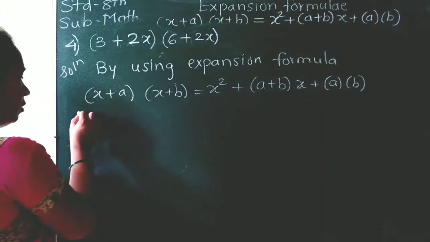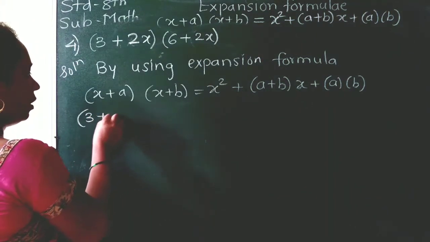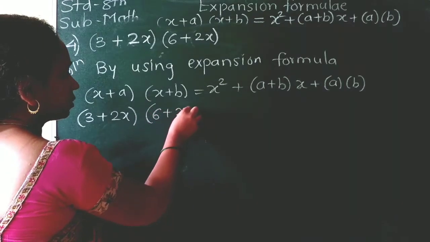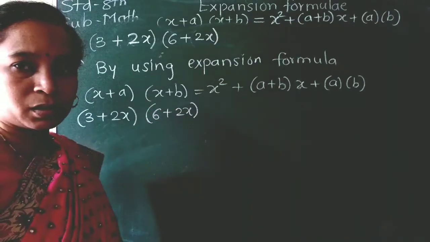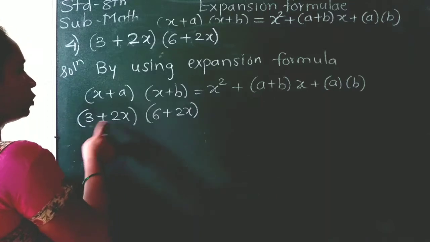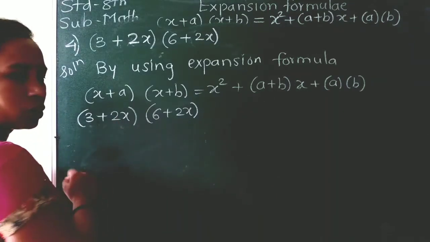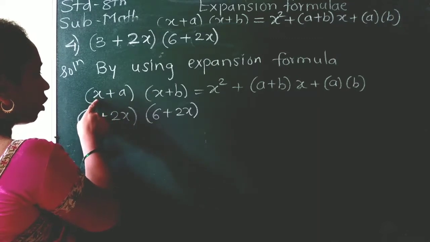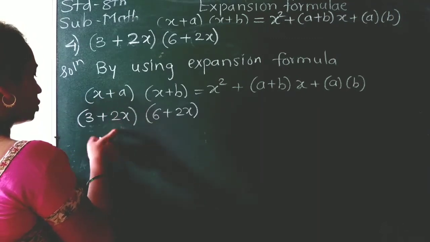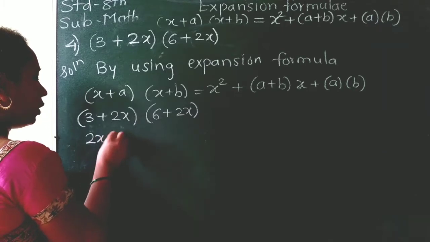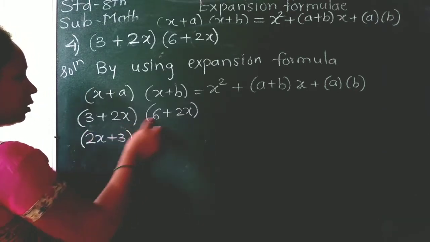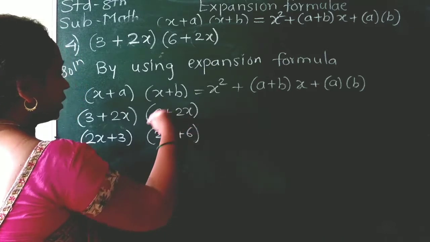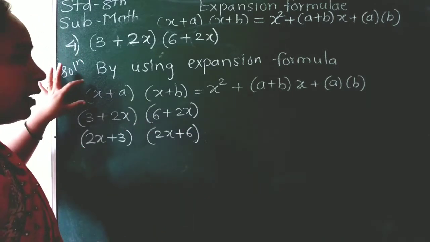So I'll write here 3 + 2x and 6 + 2x. For my convenience, I'm going to replace their positions. While replacing the positions, you have to take care of the sign. Now the common term is at the beginning. So I'll write 2x + 3, and this I will write 2x + 6. Now it becomes as per my formula.